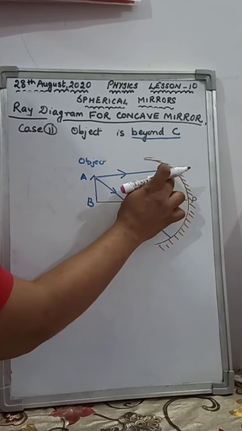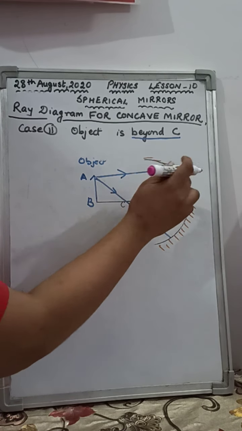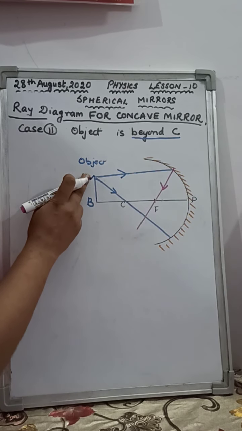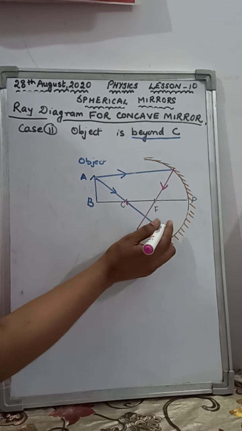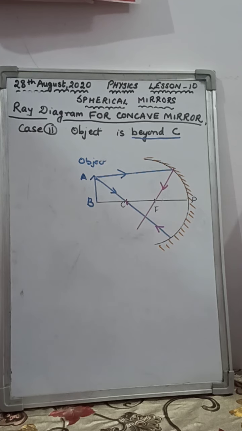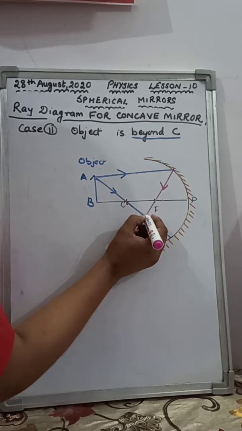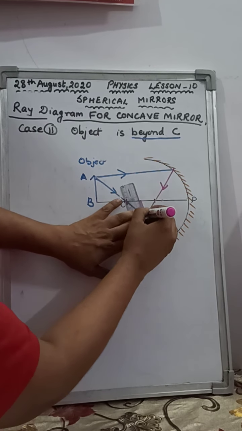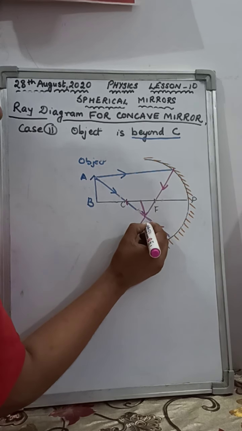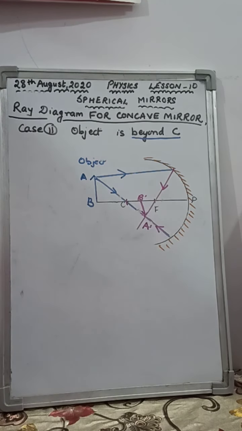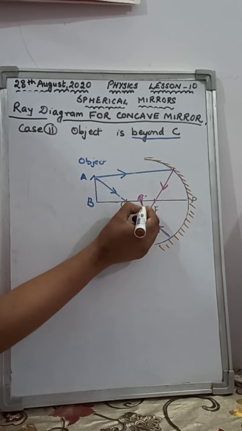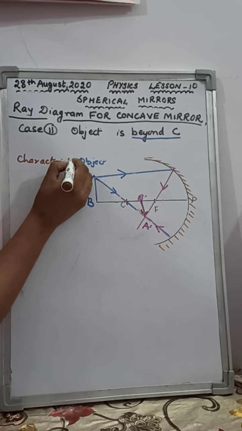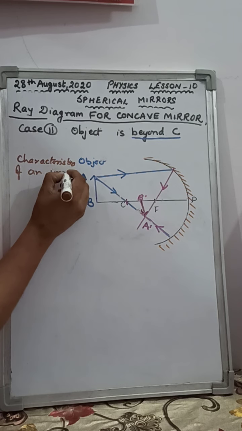Now after reflection, the ray which is parallel to the principal axis, the rule is it will go through the focus. And the rule, when the ray falls on center of curvature, after reflection it retraces. It will return back on the same path. So where are these 2 rays meeting? These 2 rays are meeting at this point. Can you see? So this is your A dash, this is your B dash. Now we will write the characteristics of image. This is your image.